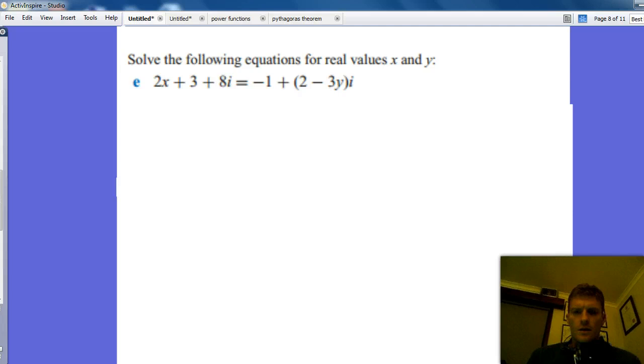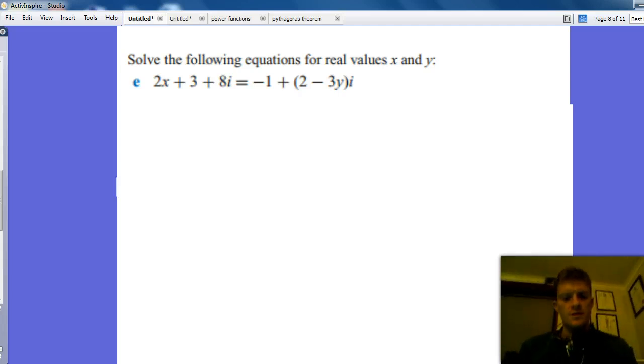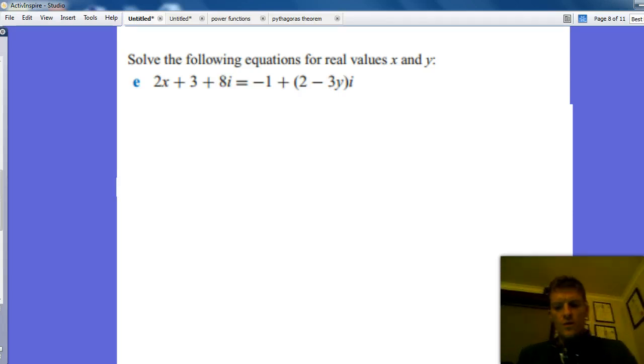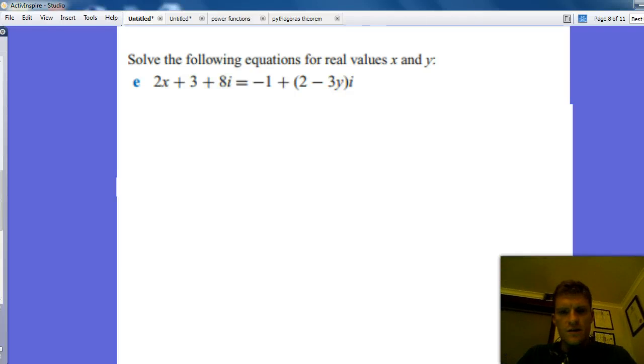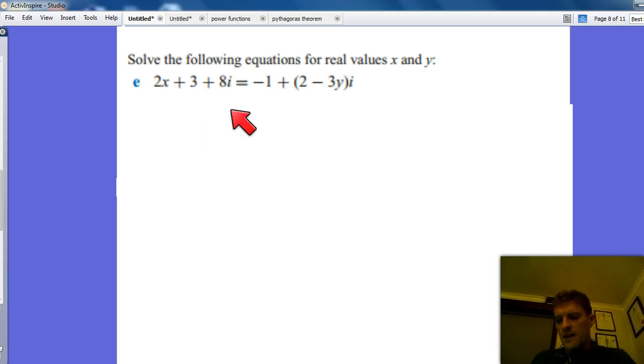Okay, so finally we're just going to look at a couple of problems from the coursework. This one is from exercise 4a. Solve the following equations for values of x and y. Now, here we've got two complex numbers and they've been equated to each other, the left side of the equal sign and the right side. So from that, we're going to simplify what we see.